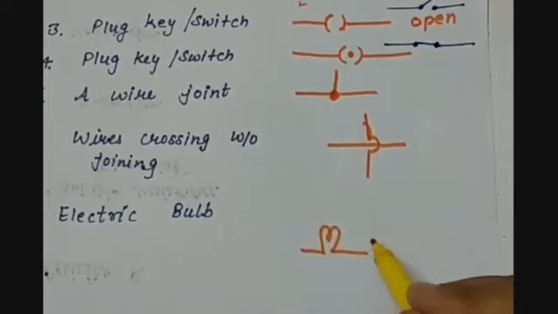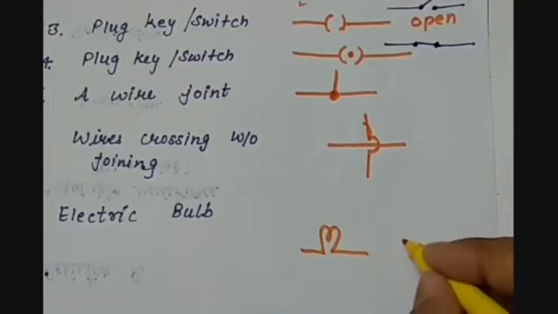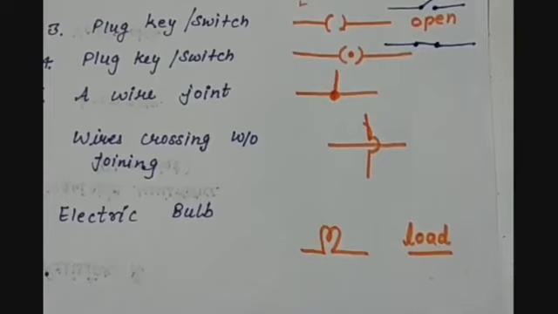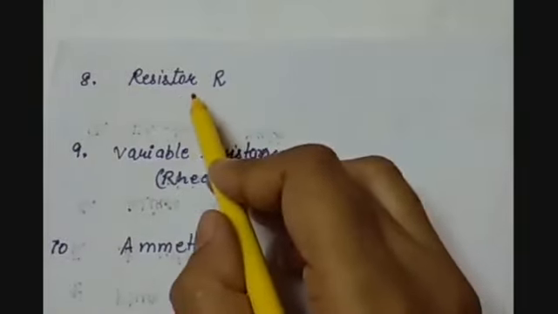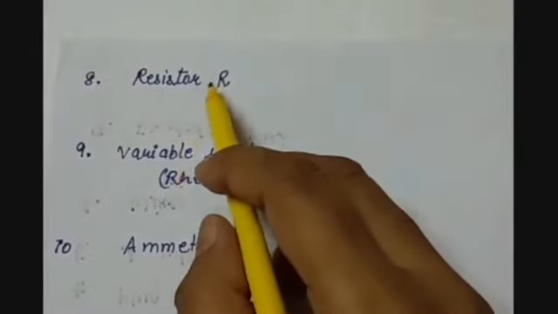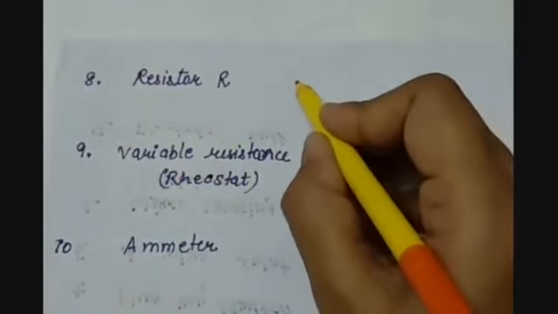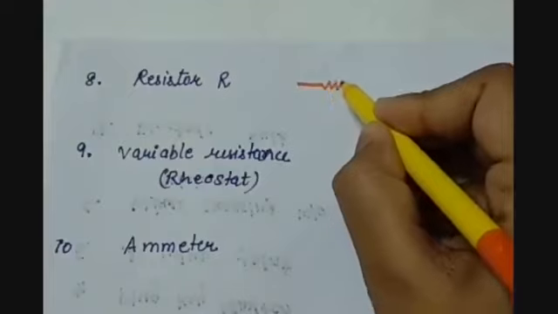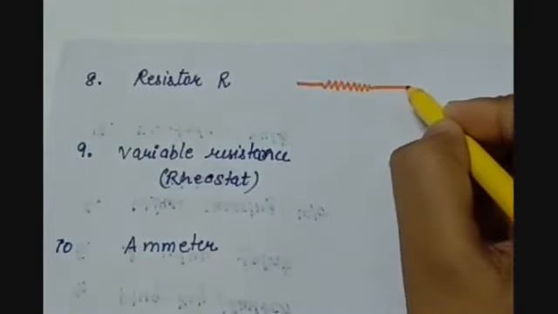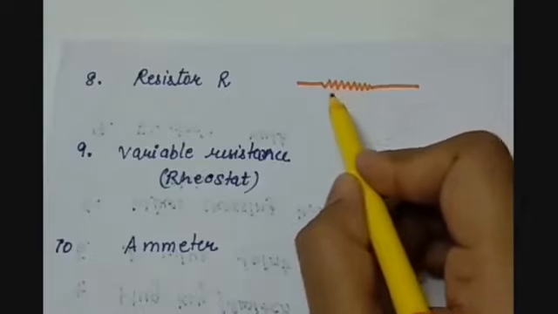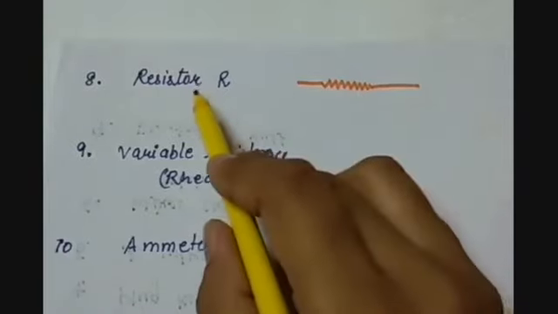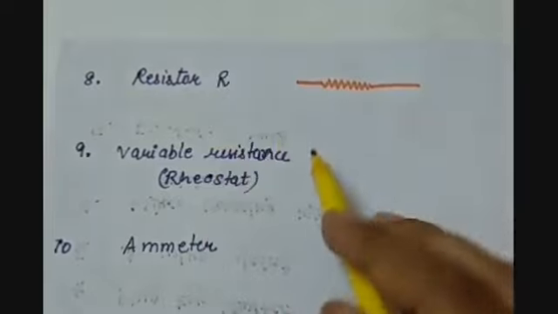This is the symbol for electric bulb, or you can also draw this symbol for load. Another electric component is resistor. Resistor, which is another electric component, is made with simple zigzag lines. This zigzag line represents the hindrance to the current, and that is why they are called resistors.